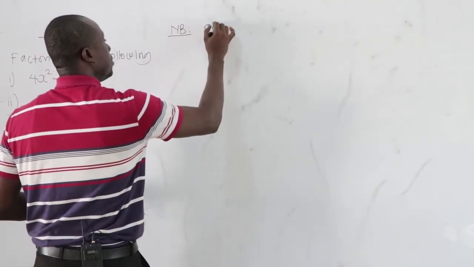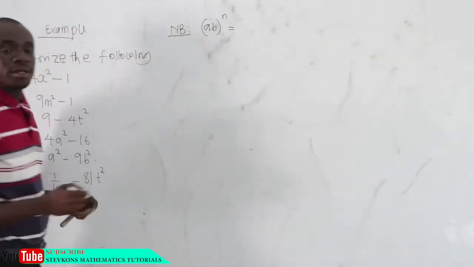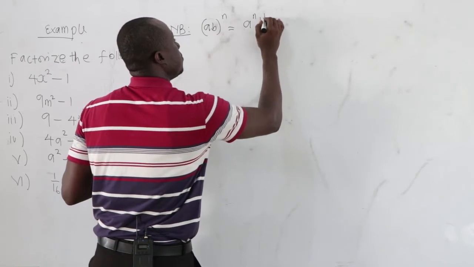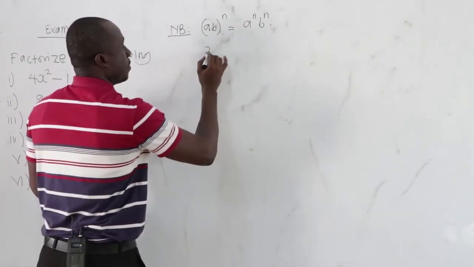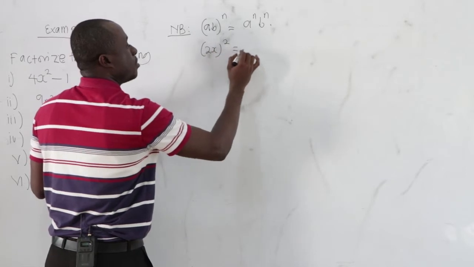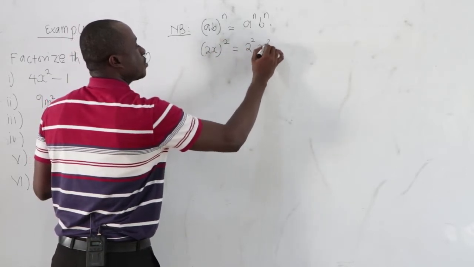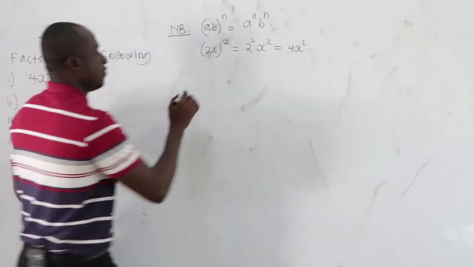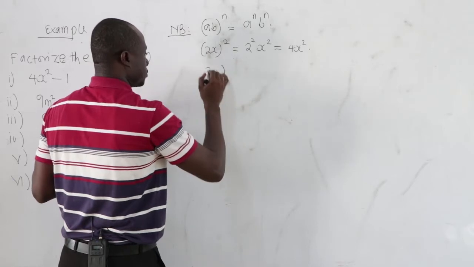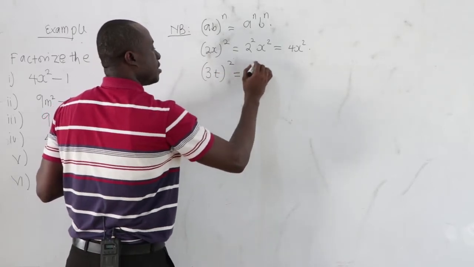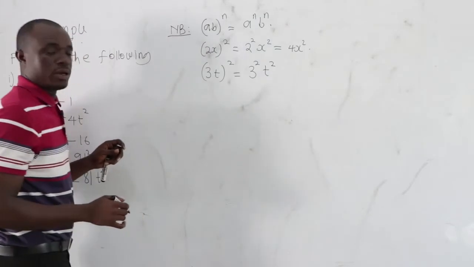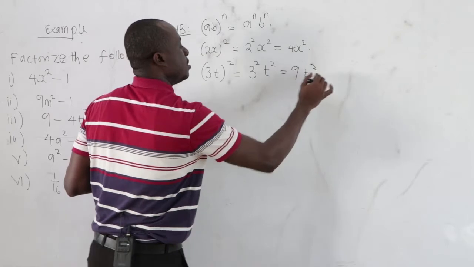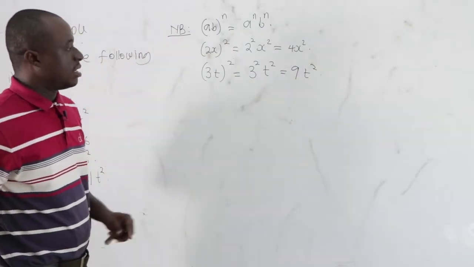If we have (ab) all to the power n, you can see that a is multiplying b. We say a^n b^n. And if we have (2x) all to the power 2, we say this is 2 squared x squared, and this is just 4x squared. And if we have (3t) all squared, this is the same as 3 squared t squared. Now from here, what is 3 squared? 9. And then here we get t squared. So if you get this, we can see it is this as well.